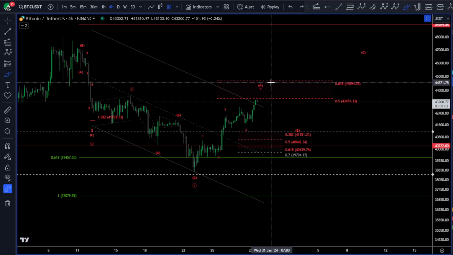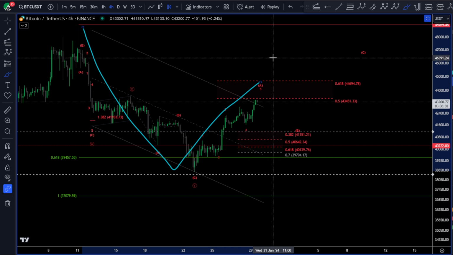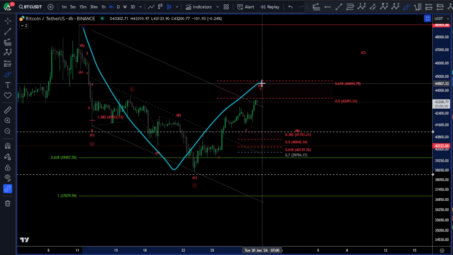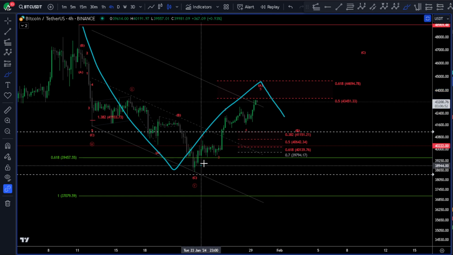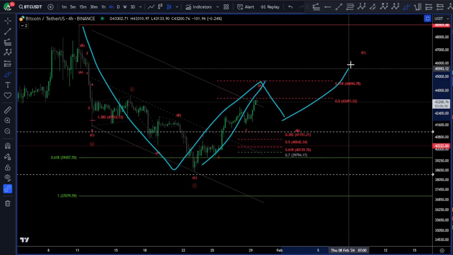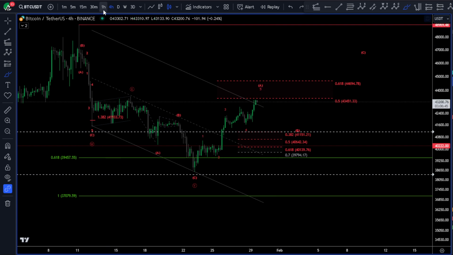As you can see, we're also coming to between the 50 and the 618 of this move to the downside, which is where we're expecting our pivot. So we want to see between a 50 and a 618 here as a rejection, and hold a 50 and a 618 of this move to the upside, and then move up for our C wave. Let's go down to the smaller time frames, take a look.